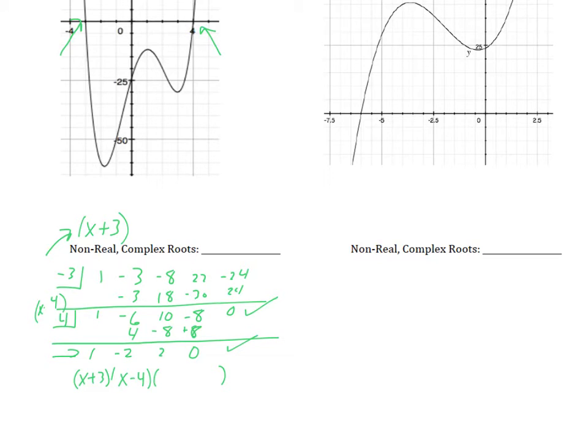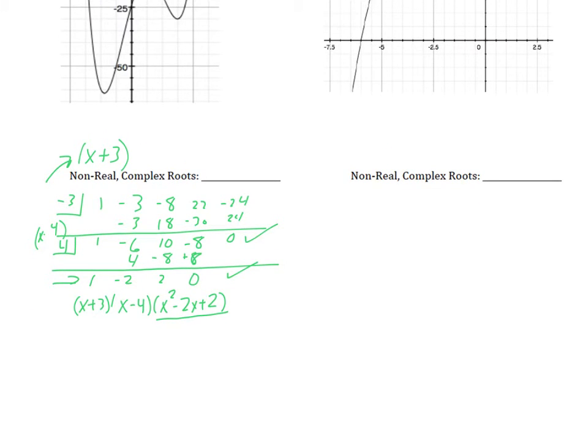Since we've divided out two linear terms, if you start with a quartic, a degree 4, and you do this twice, you're down to a quadratic. So in this case it is going to be 1x squared, or just x squared, minus 2x plus 2. Well, you could try to factor this. I can tell you that that would be difficult, to say the least. Or you could apply that magic formula called the quadratic formula to solve this thing. Let's go ahead and do that.